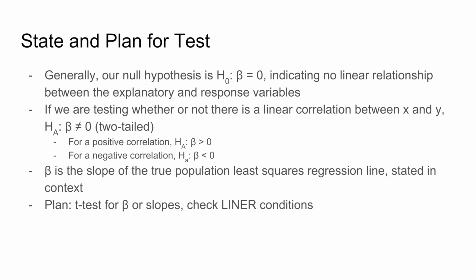When we're doing a test for the state and plan, generally our null hypothesis is beta equals 0, which means there's no linear relationship between the explanatory and response variables. If we're testing whether or not there's a linear correlation between x and y, our HA is going to be beta is not equal to 0, so it's two-tailed. For positive, it's this, and for negative, it's that. In this case, beta is the slope of the true population least squares regression line stated in context. So when you define it, make sure you put context.